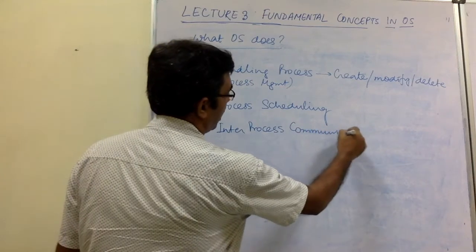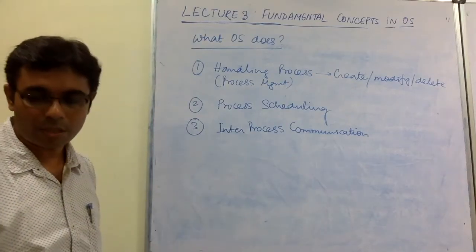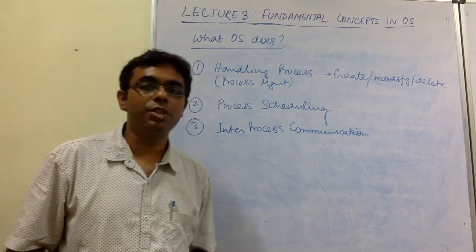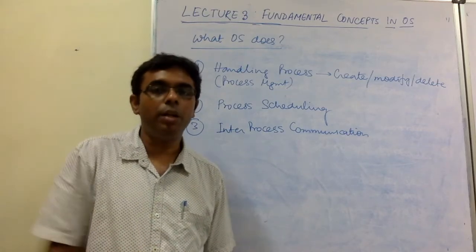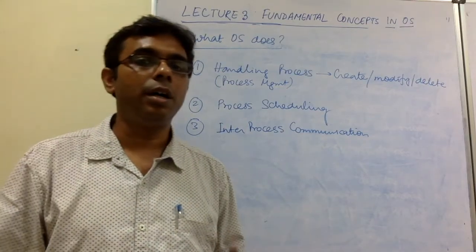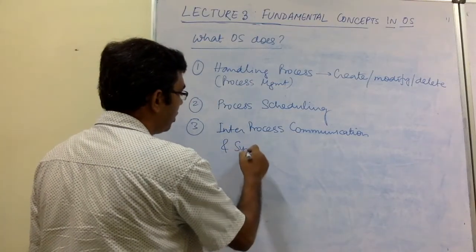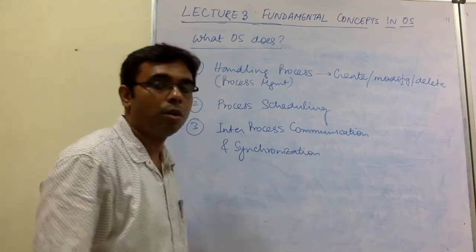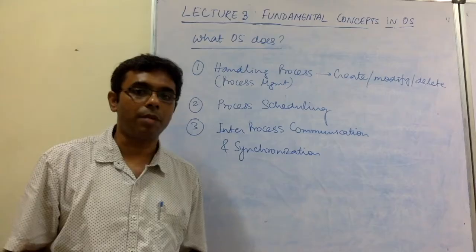So we'll see how the OS handles inter-process communication. That's one of the major things that an OS does. And when processes communicate, it's very essential that they maintain synchronization between the operation of the two processes, or else there will be a mismatch in the data transfer. So inter-process communication should be associated with some kind of synchronization mechanism. One major job of an operating system is to maintain synchronization among processes.